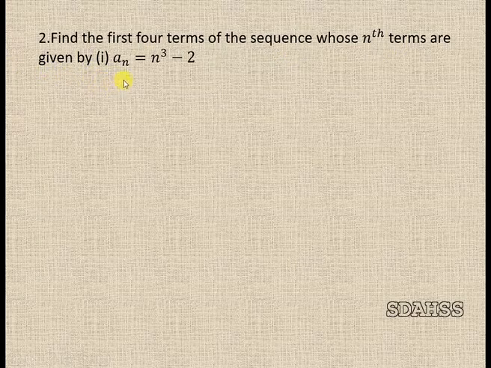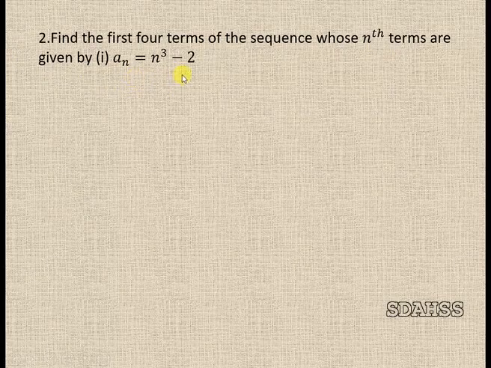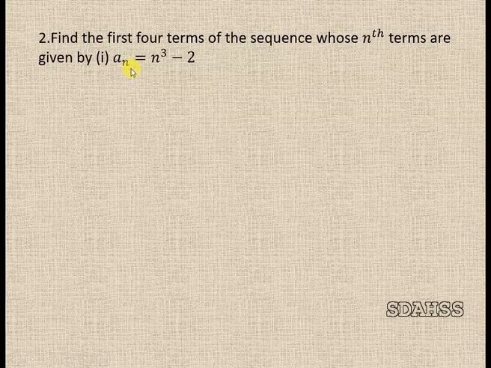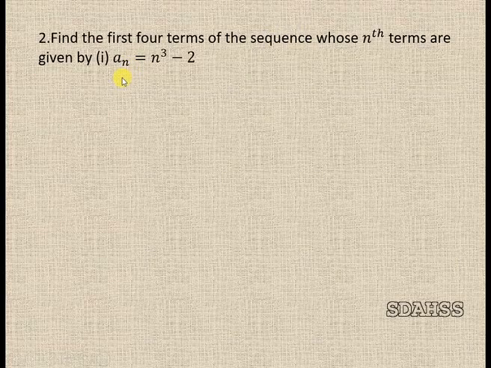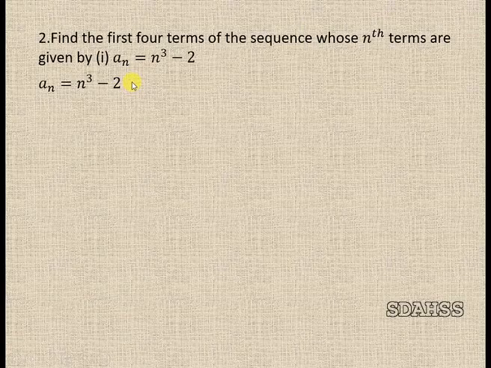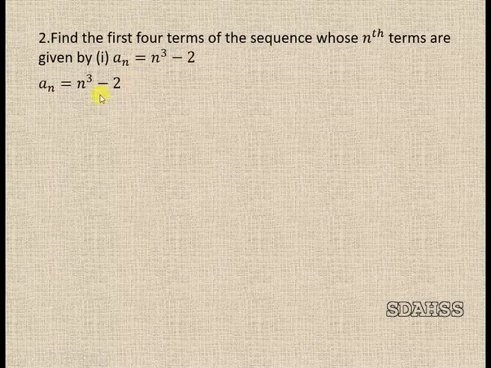Second sum, find the first four terms of the sequence whose nth terms are given by subdivision 1. An is equal to n³ - 2. Here we want to find the first four terms of the sequence whose nth term is given, that is an is equal to n³ - 2. Substitute n is equal to 1, 2, 3, and 4.